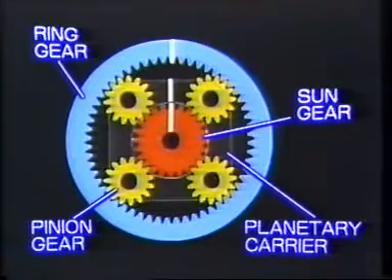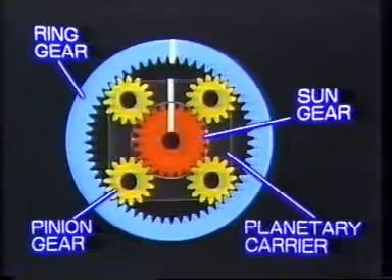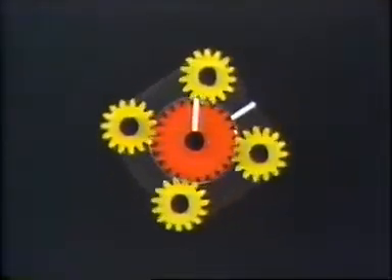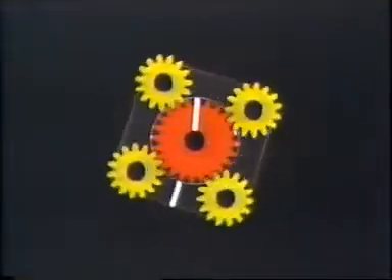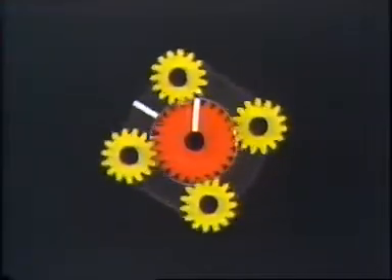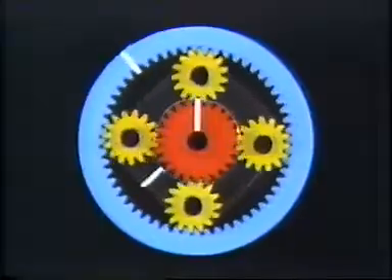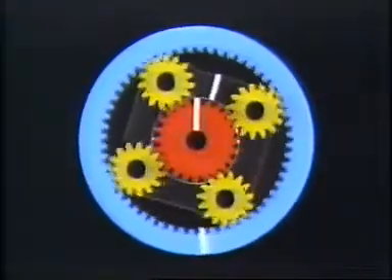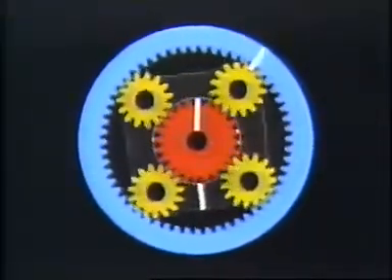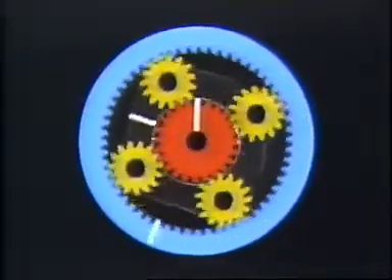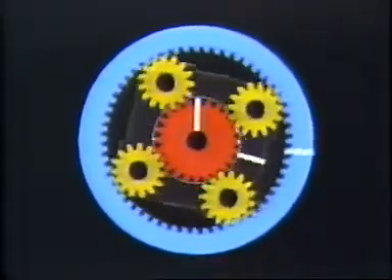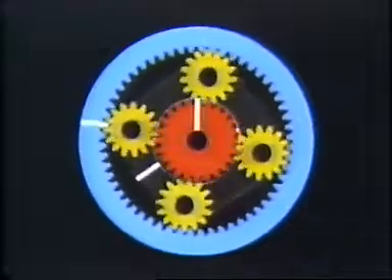Let's study a model of a planetary gear set to find out how it works. This is a stationary sun gear, around which pinion gears, connected by a planetary carrier, are rotating. Now we add a ring gear, which will start rotating in the same direction as the planetary carrier. The ring gear rotates faster than the planetary carrier.